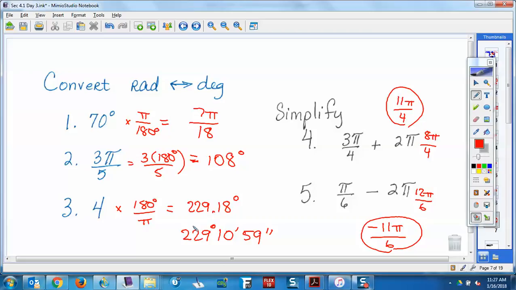Number 2, 108 degrees. And number 3, 229.18 degrees. What about degree minutes seconds? I had 229 degrees, 10 minutes, 59 seconds is what I had. Now, I used the pi button, so I did 4 times 180 divided by pi button, it equals, and I had 229.183 something, something, something. And then I went to the degree minute second conversion on the calculator, and it said 229 degrees, 10 minutes, 59 seconds.